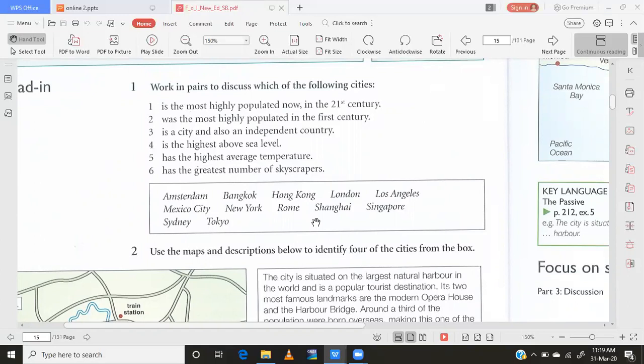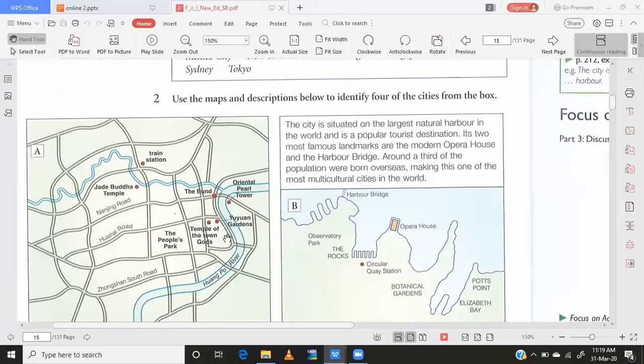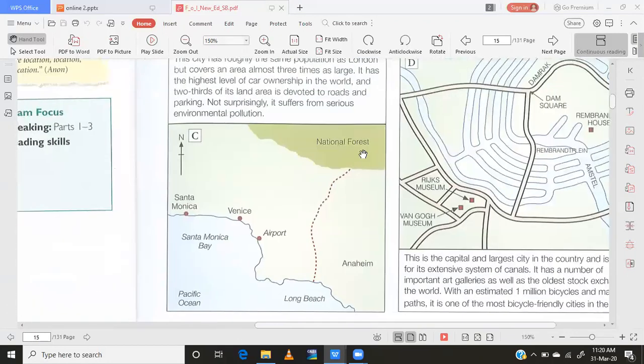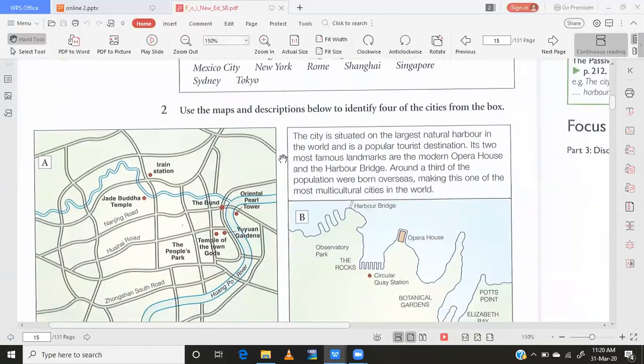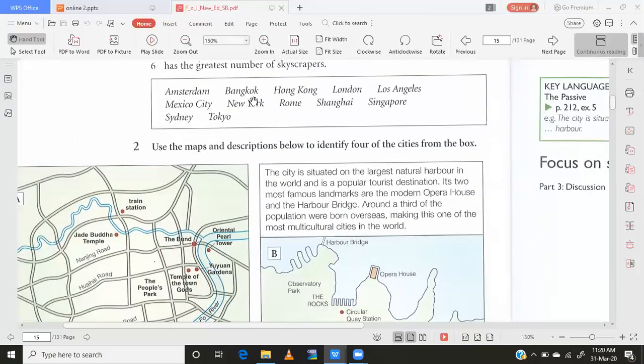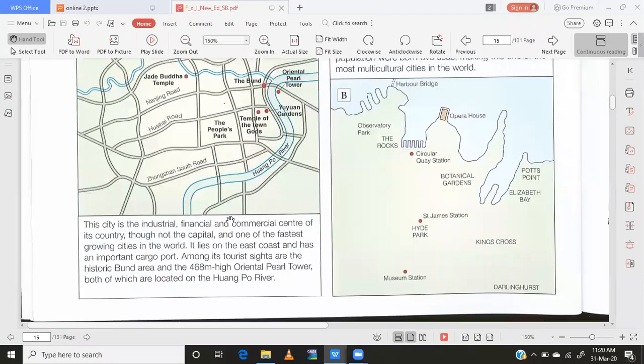Now we have got time. Okay. Now let's look at exercise number 2. Now, students, here are given 4 maps and descriptions. Okay, A, B, C, D. Use the maps and descriptions below to identify 4 of the cities from the box. Okay. Now I'm going to read the texts.